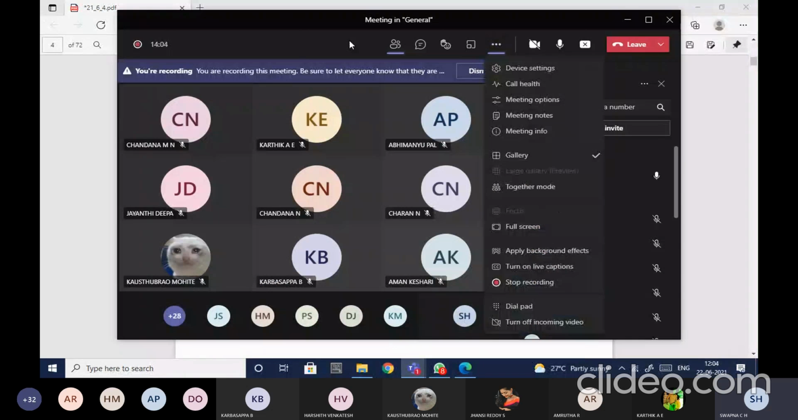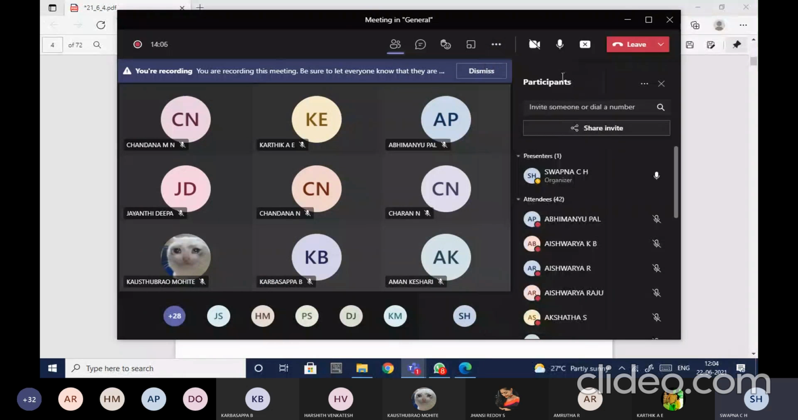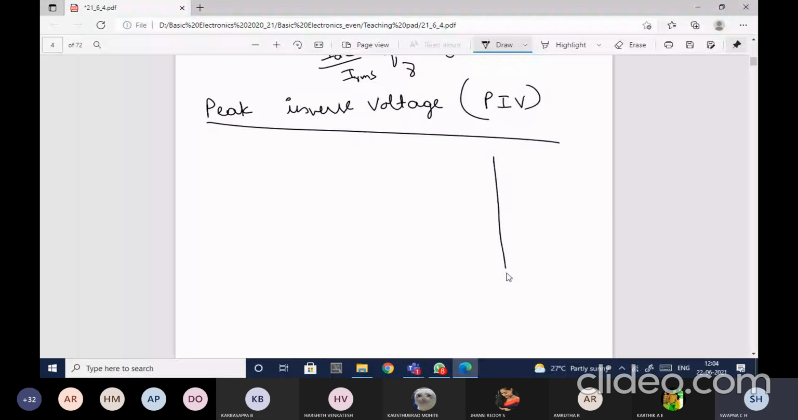So in the previous classes we have seen the forward and reverse characteristics. When the diode is forward biased, it was conducting. When the diode was reverse biased, it was not conducting. And see here the voltage level. If the reverse voltage crosses beyond this VBR, the diode will be damaged. This is what we know. So here, peak inverse voltage.